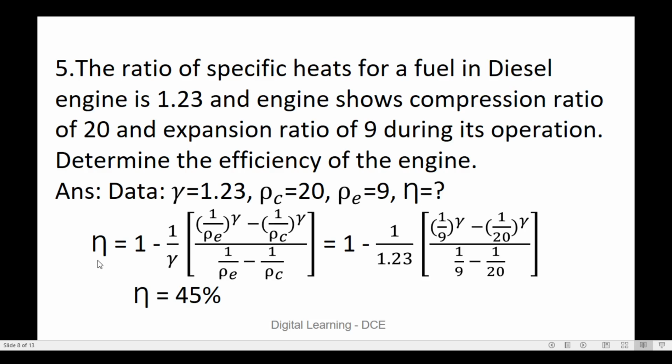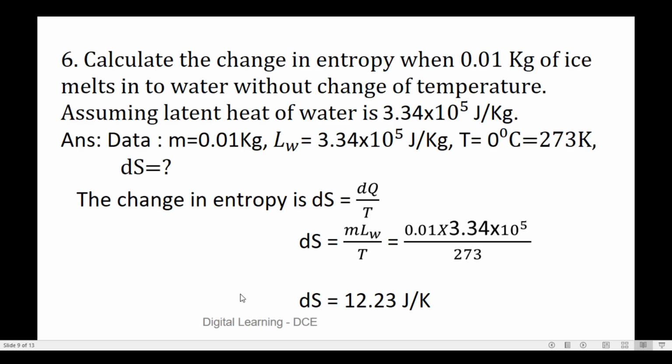So we have the direct formula for efficiency in the case of a diesel engine, that is eta equals 1 minus 1 over gamma into (1 over rho e to the power of gamma minus 1 over rho c to the power of gamma) all divided by (1 over rho e minus 1 over rho c). So directly I must substitute the values in the formula and simplify. The efficiency comes out to be 45%.